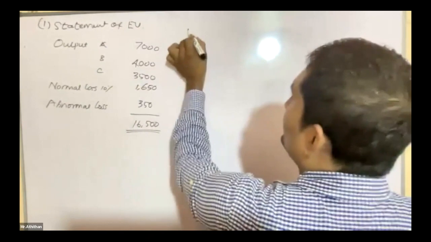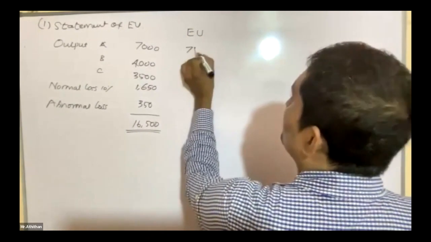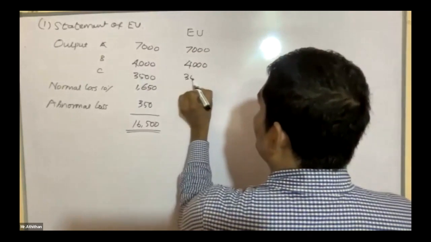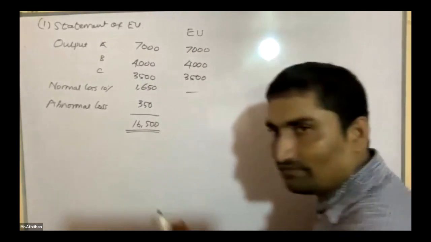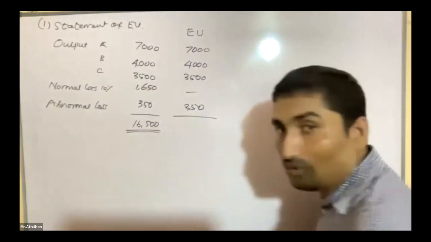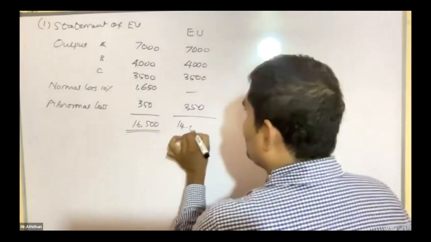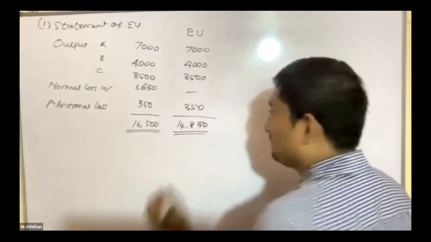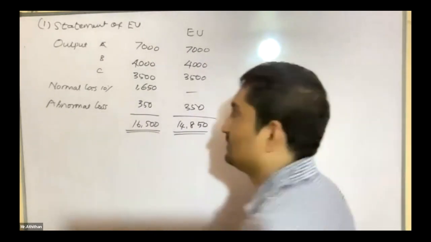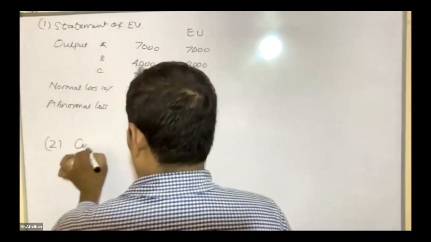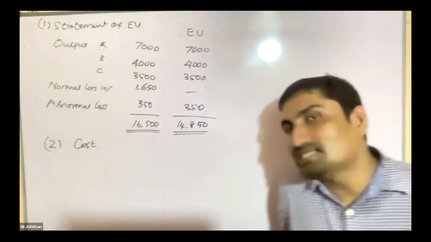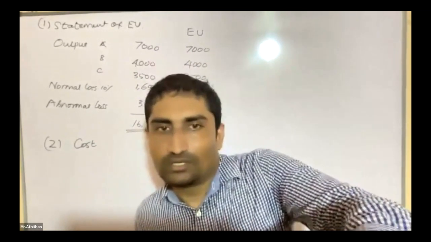Then equivalent units, if we take 7,000, 4,000, 3,500, and the abnormal loss 350. Normal loss, we don't do the cost allocation. So that is 14,850. Right? Okay. Now we have to calculate the cost. Cost means total cost as well as per unit cost.